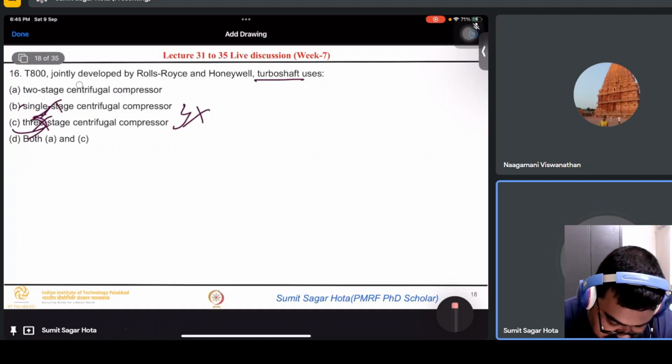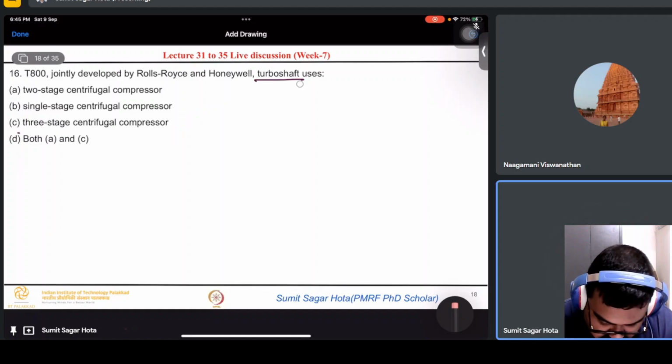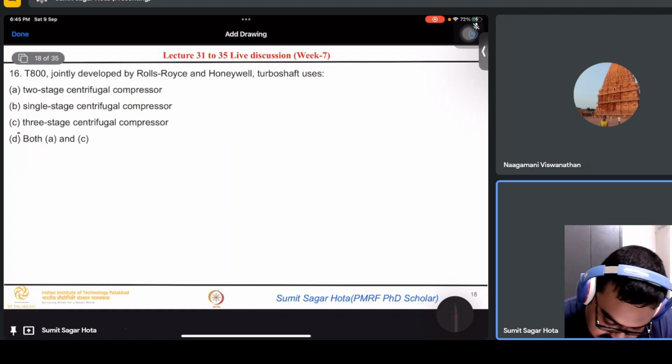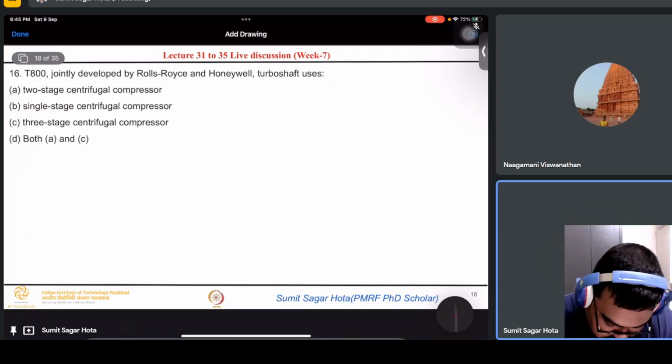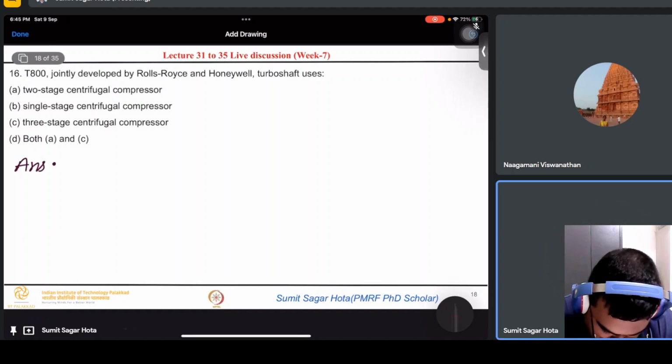If you know what is centrifugal compressor and what is the staging, you can answer. You don't know, no need to know what is about turbo shaft. So answer is A.